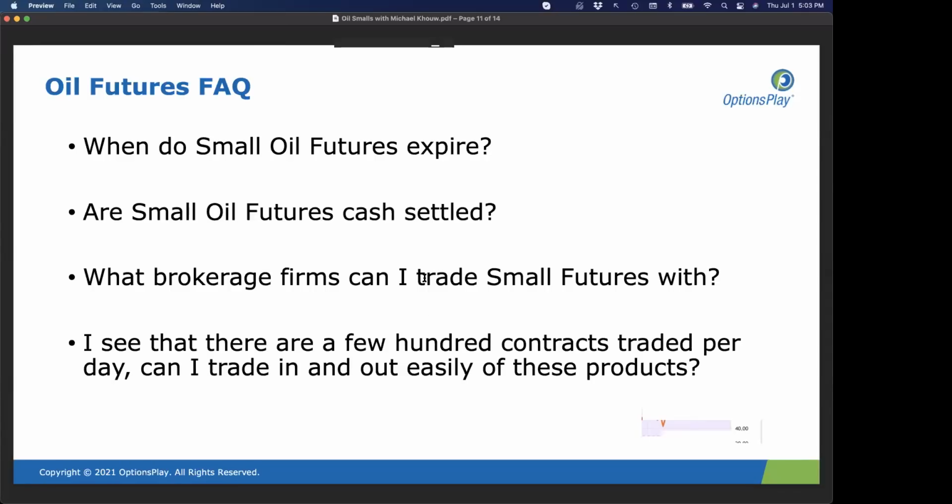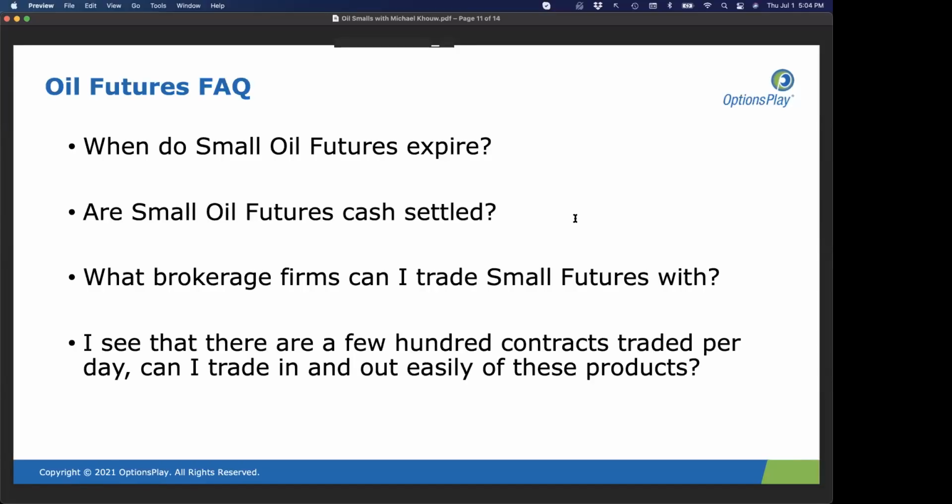As far as which brokerage firms you can trade small futures with, there are a variety of brokerage firms, but the two major ones that you might currently have an account with, or can trade equity options with, are Interactive Brokers and Tastyworks. So Tastyworks and Interactive Brokers are the two major US brokerage firms that allow you to trade equities as well as these small futures contracts.